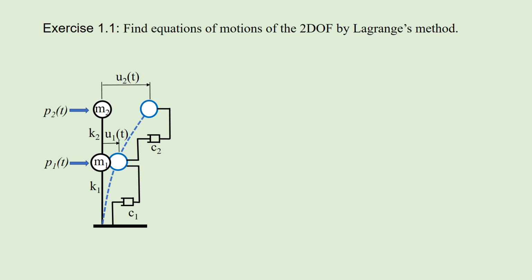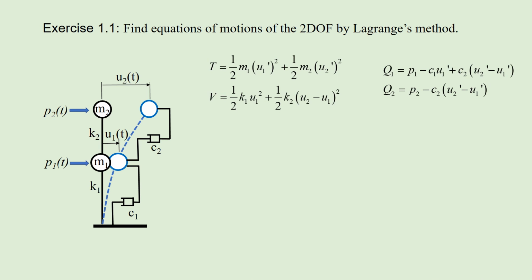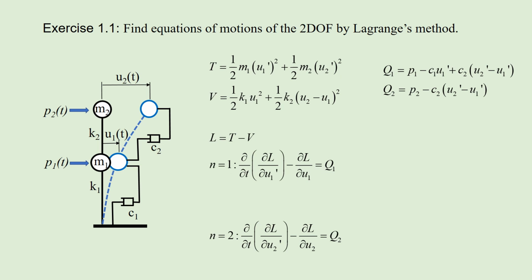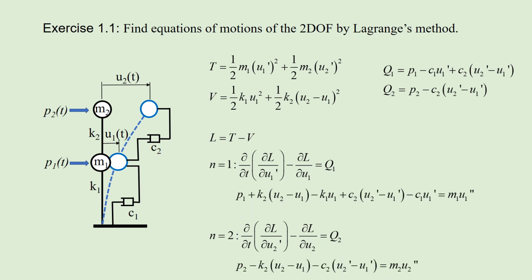Exercise 1.1. Find equations of motion of the 2 degrees of freedom model by Lagrange's method. Answer. First, T, V, Q1 and Q2 are obtained as this. For the 2 degrees of freedom model, n is 1 and 2. Then put T, V, Q1 and Q2 into Lagrange's equation. We have the same equations of motion obtained by Newton's second law.